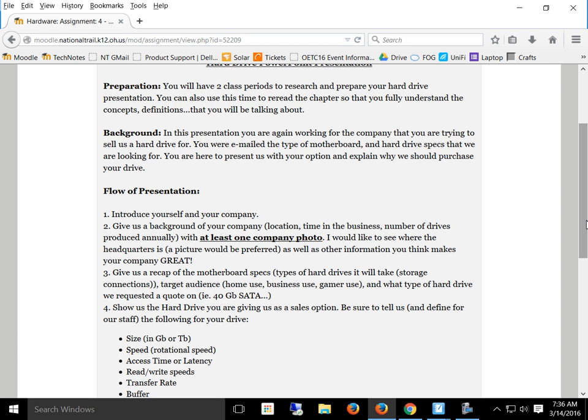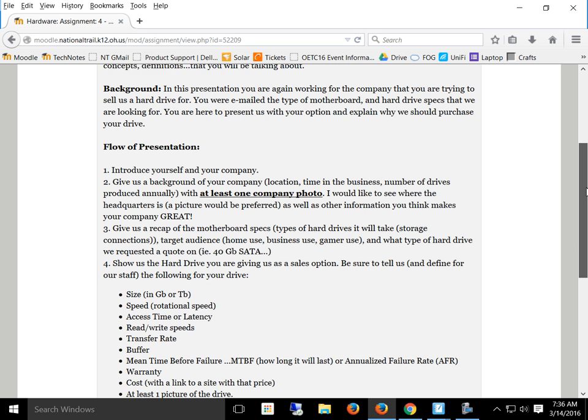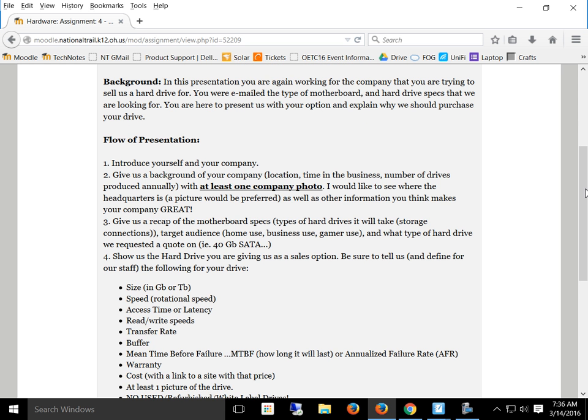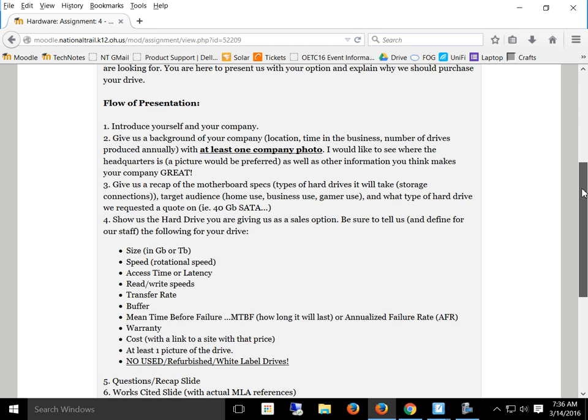So again, you're working for a company. This time it's one of the hard drive manufacturers, whether that company is Seagate, Maxtor, Hitachi, IBM, whoever. Okay, I think I said Seagate twice. And you're going to present us two different hard drives. One of them is going to be a traditional spinning hard drive, and one of them is going to be a solid state drive.